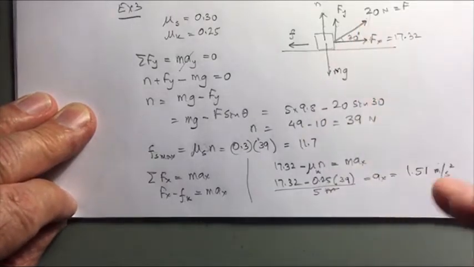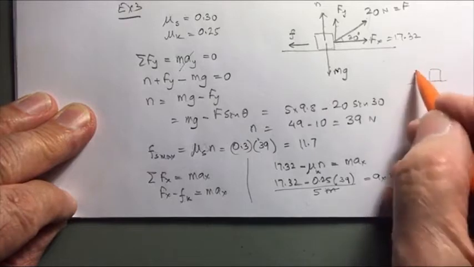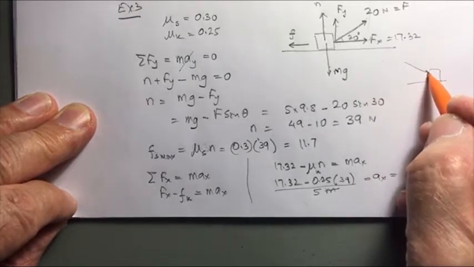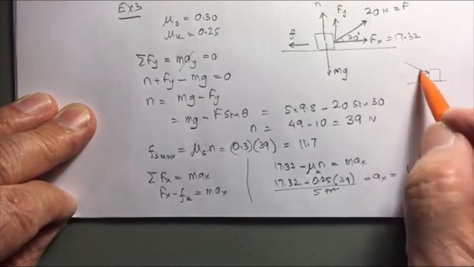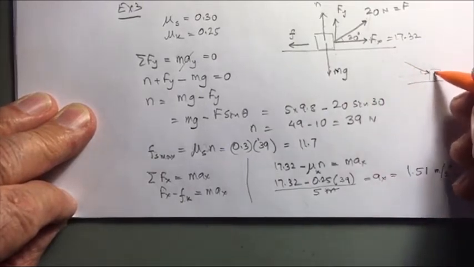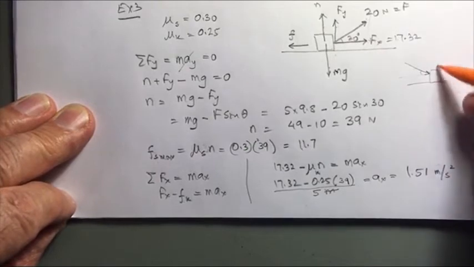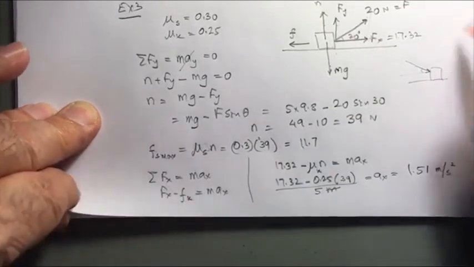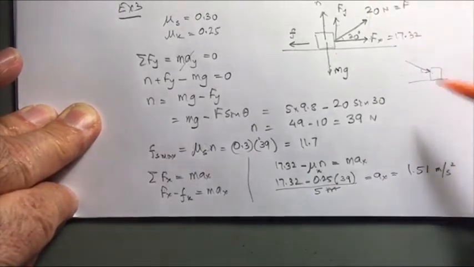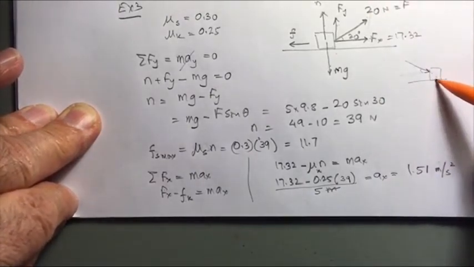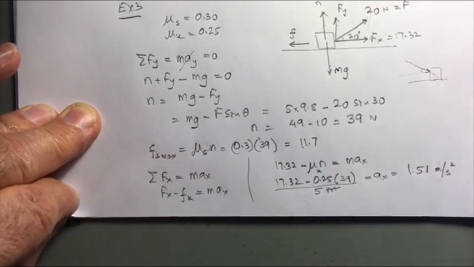Now, had this force been different, had this force been pushing downwards from the left side, same magnitude, same angle, well, then when we do the normal force, it would be much greater than what we had before, and so the force of friction would have increased, and the acceleration would have decreased.